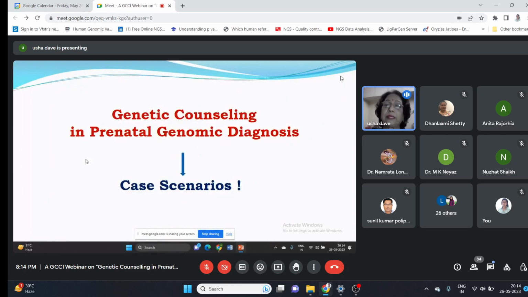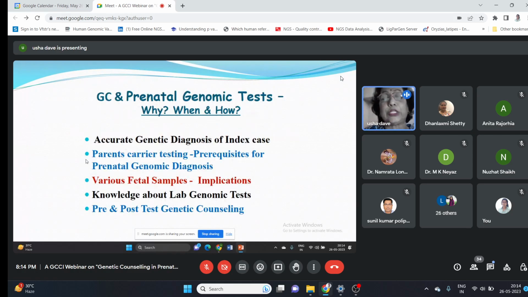So let's see some case scenarios which I think are very important for counseling in prenatal genomic diagnosis. As I told you earlier, why, when and how you do it, we explained that an accurate genetic diagnosis has to be done. Parental carrier testing is also sometimes required, because you are calculating the risk: is it de novo, or is it inherited from the parents? At that time parental carrier testing has to be done. And sometimes we see cases where the couple also comes very late.